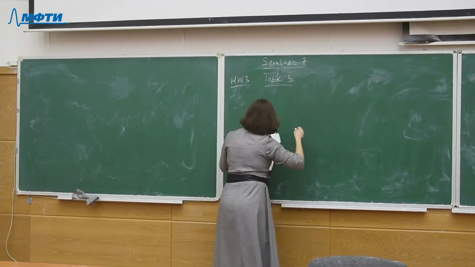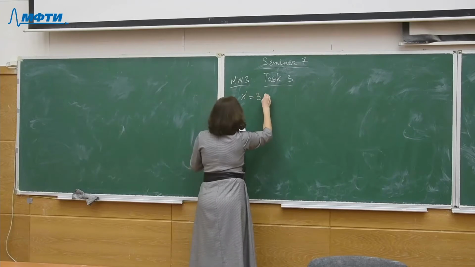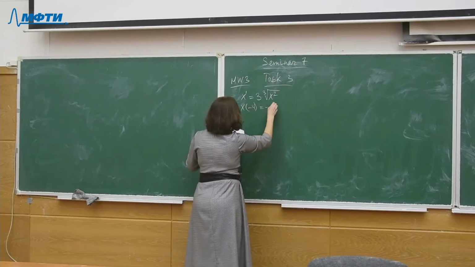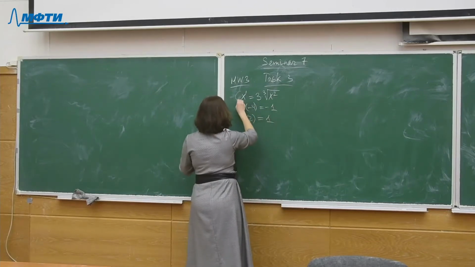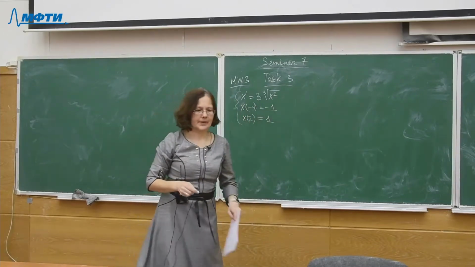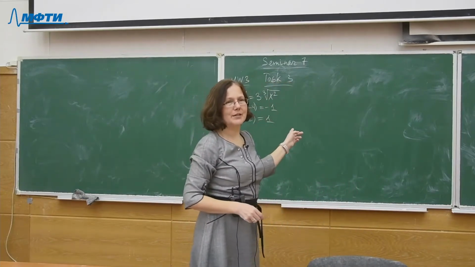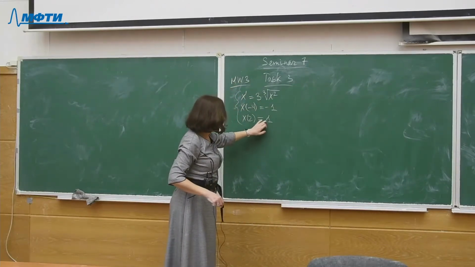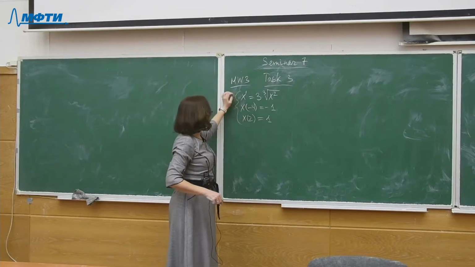Task 3. Given a differential equation, 3 times the cube root of x squared, and 2 initial conditions, is it possible to satisfy these initial conditions? As I remember, your question was about the same task, or not? Yes. Is it possible to satisfy these 2 initial conditions? Okay, the answer is the following.